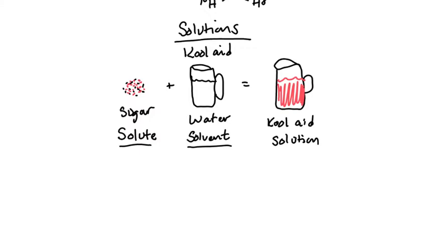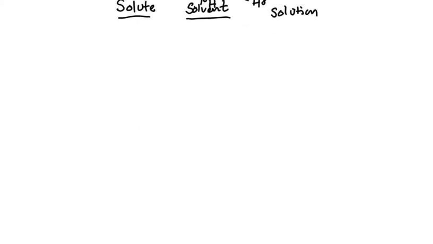All right, so let's talk about how ionic compounds and covalent compounds behave in solutions. So let's go ahead and make a T-chart.